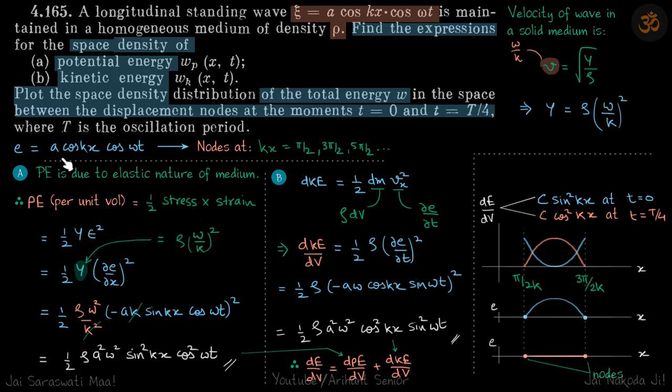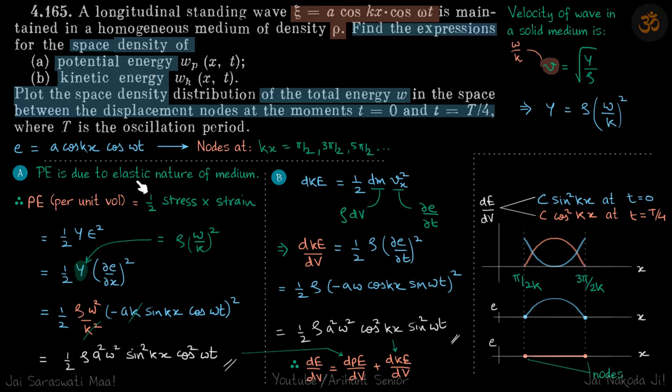So let's start. We know it's given ξ = a cos kx cos ωt. Nodes will be when cos kx is 0, so that will be when kx is equal to π/2, 3π/2, 5π/2 and so on. Now, potential energy density.